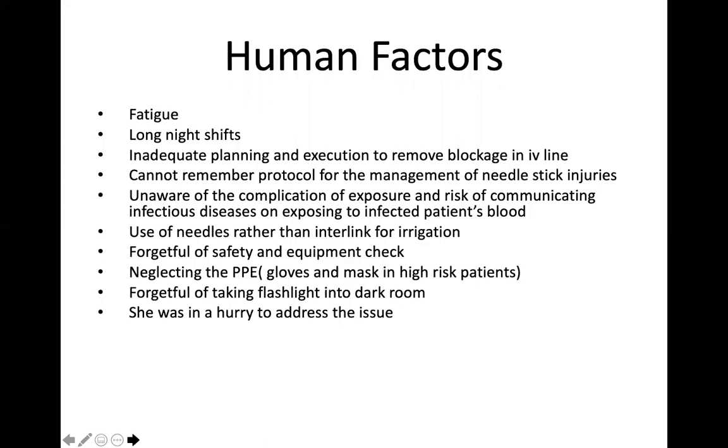There are multiple human errors which come under human factors, such as fatigue, long night shifts, inadequate planning and execution to remove a blockage in the IV line, not remembering the protocol for the management of needle stick injuries, being unaware of the complications of exposure and the risk of communicating infectious diseases on exposure to an infected patient's blood, use of needles rather than interlink for irrigation, forgetting safety and equipment checks, neglecting PPE such as gloves and masks in high risk patients, forgetting to take a flashlight into a dark room, and she was in a hurry to address the issue.